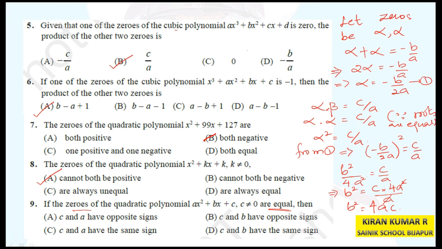Since 4ac is greater than 0, which means that c and a both are positive, or c and a both are negative. Therefore, option C is the right answer. C and A have the same sign. If this is true, then A and C either must be positive or must be negative. Both should have the same sign.